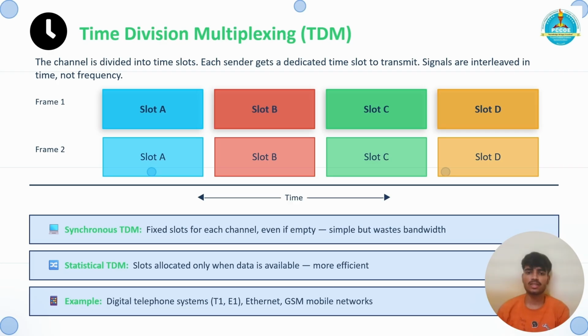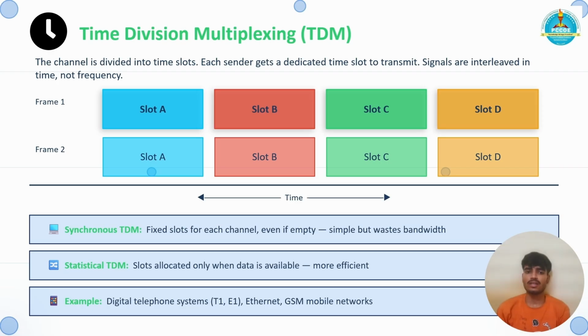Now let us understand time division multiplexing or TDM. In TDM, instead of dividing frequency, we divide time. Each user gets a specific time slot to transmit data. As shown in the figure, slot A, slot B, slot C, and slot D are transmitted one after another repeatedly.